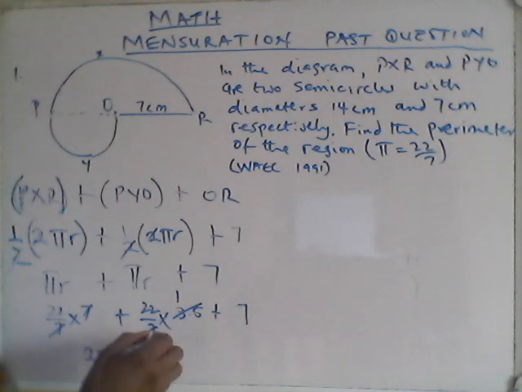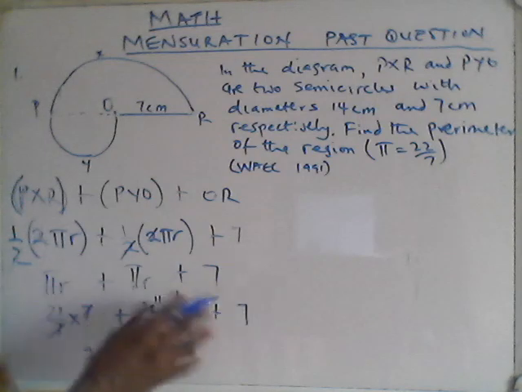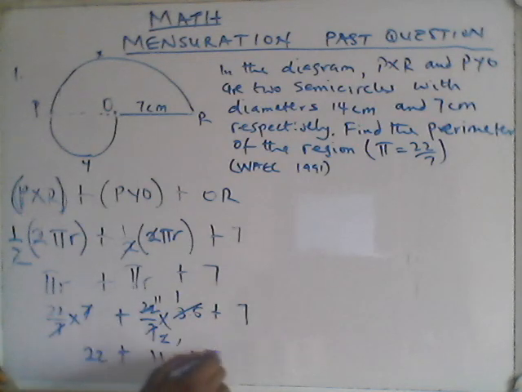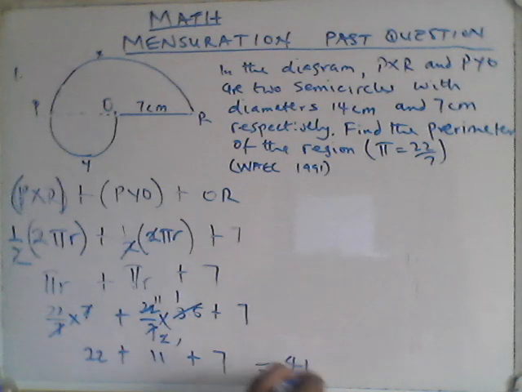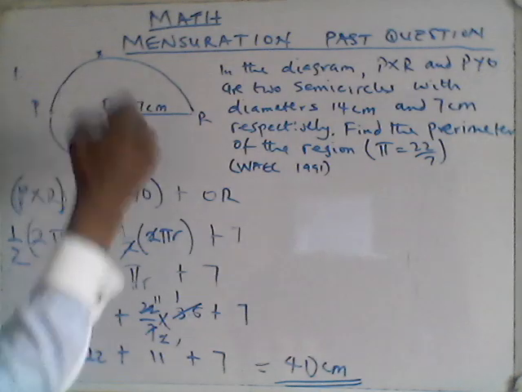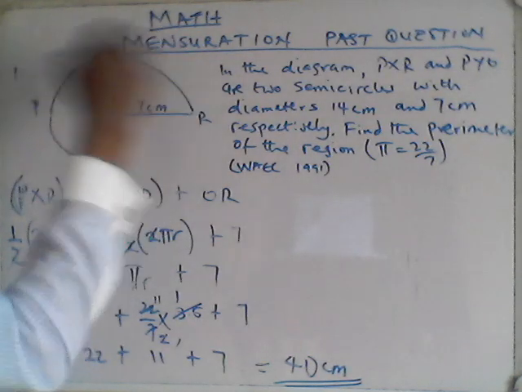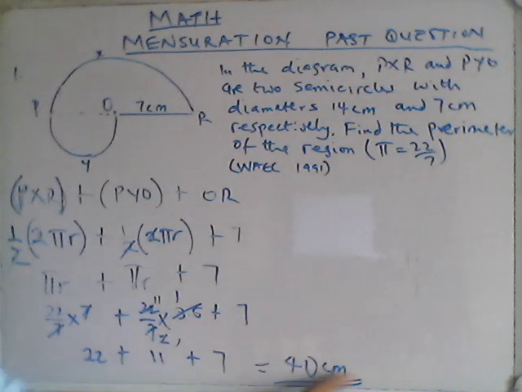Okay, so 2 here 1, 2 here 11. So this side I have 11 plus 7. By the time I add everything together, I'll be getting 40 cm. So you know it's length we're looking at, the length of the shape. So it's not going to be a square, so it's going to be 40 cm. Okay, so go to the next question.